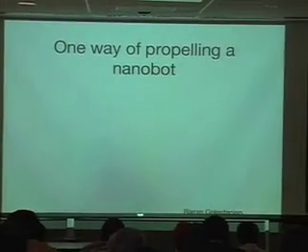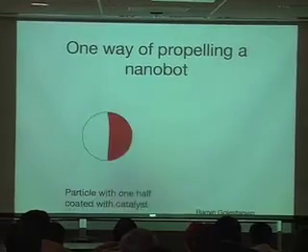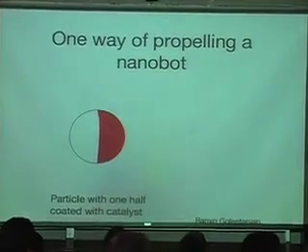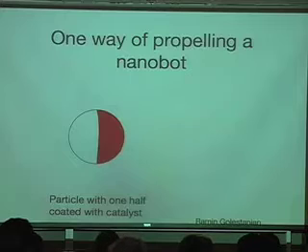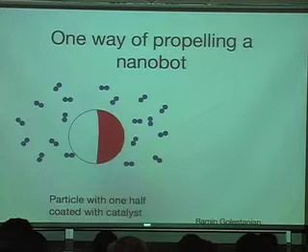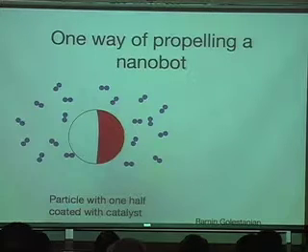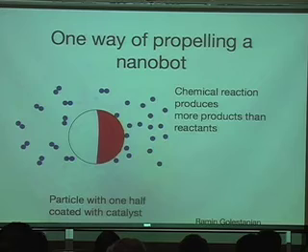for propelling one. He said the following. So supposing I take a particle, my kind of model nanobot, and I half coat the particle with a catalyst. And I arrange the catalyst that catalyzes this reaction. It doesn't really matter what the reaction is, as long as it produces more product than it has reactants. So I'm just sketching it in a cartoon as having something that's split in two, because that does the job. So it produces more products than reactants.